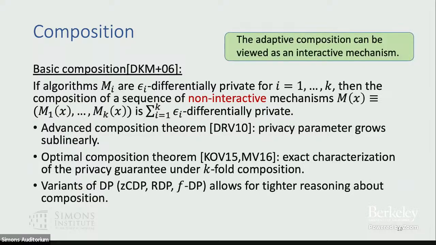All these works are considering non-interactive mechanisms. But some of the work is framed in a way that the adversary can adaptively choose the mechanism. So adaptive composition can be viewed as one interactive mechanism: we're composing a sequence of non-interactive mechanisms, and the overall can be viewed as one interactive mechanism. The question for us is how to do composition for multiple interactive mechanisms.